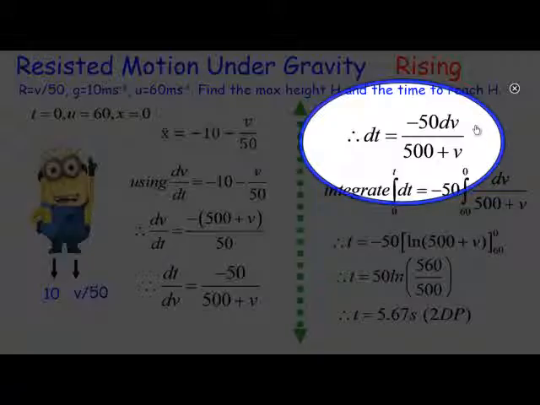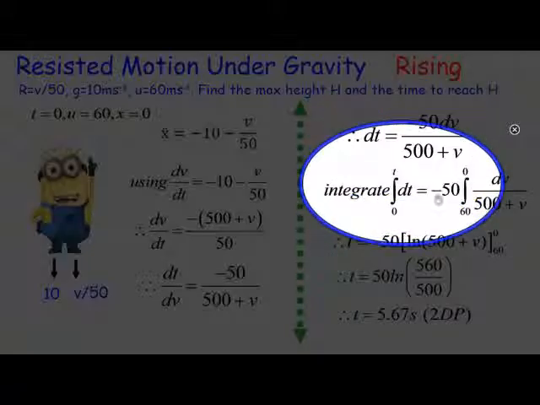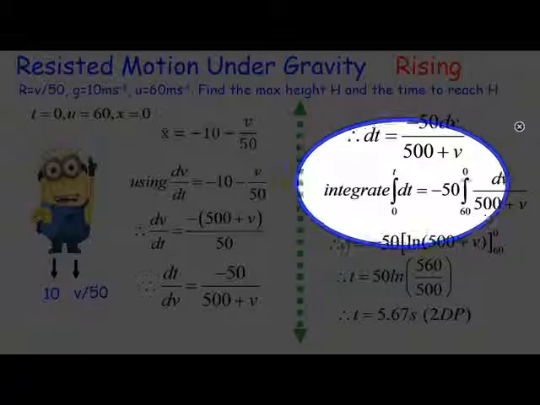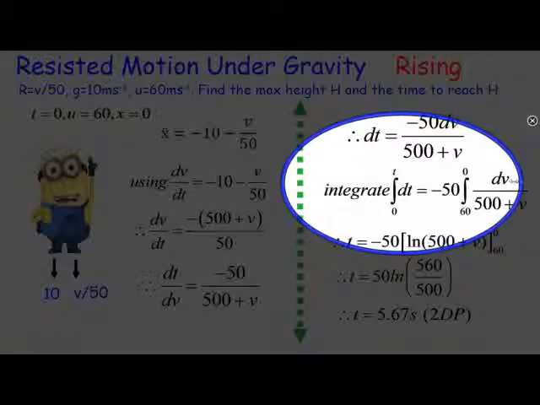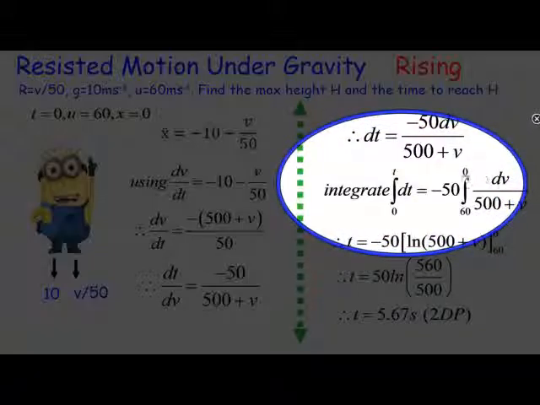Okay, and then we have to integrate this expression here. So we're going to go from, well, the time is unknown, so this is why we're going from 0 to t.